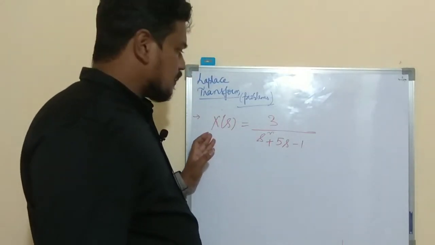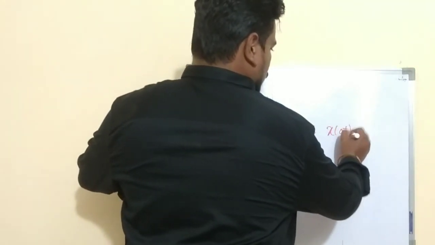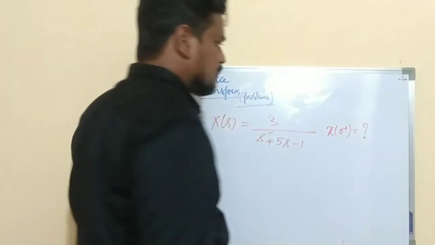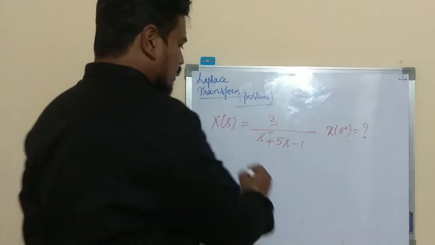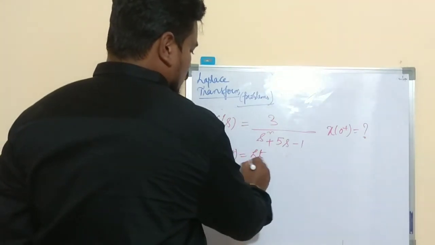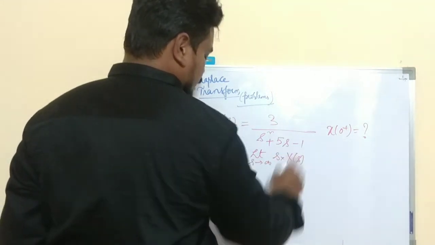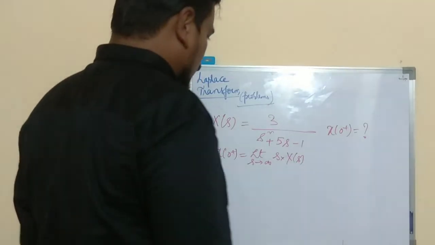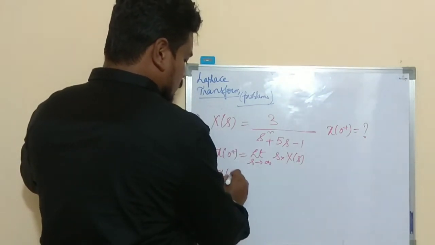Okay, see here. For this you are supposed to find x(0 plus). Okay, x(0 plus) means what? Initial value. You are supposed to find the initial value. What is the formula for the initial value? x(0 plus) is equal to limit s tends to infinity s into X(s). Okay, so this is the formula.